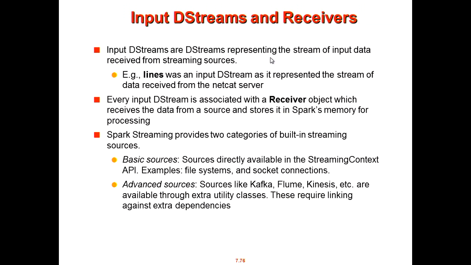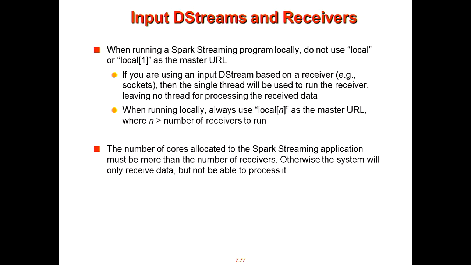So the input DStream represents the stream of the input data received from the streaming sources, such as lines received from the socket. Each such input DStream is associated with a receiver object. This is used to receive the data from the source and store the data in Spark's memory for processing. As a result, we also need to have a thread for this receiver. That's why we have at least two local threads. We must give one local thread to this receiver.